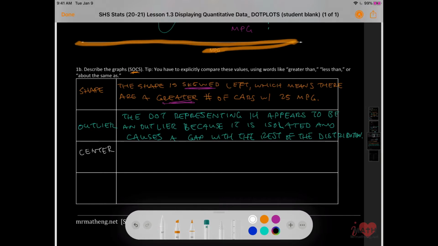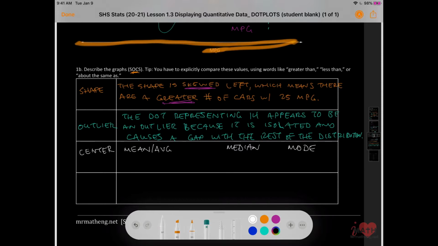There were 3 measures of center. Mean, which is your average. Median, and your mode. Mean, median, and mode.